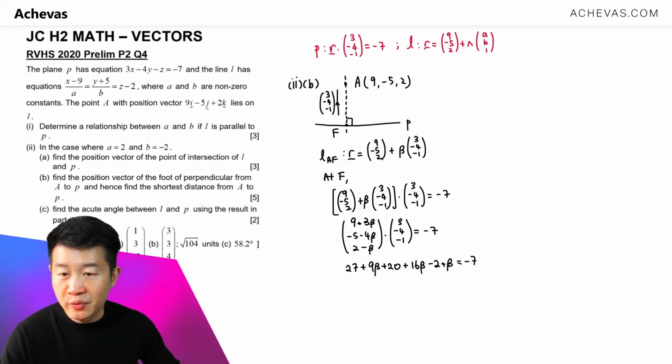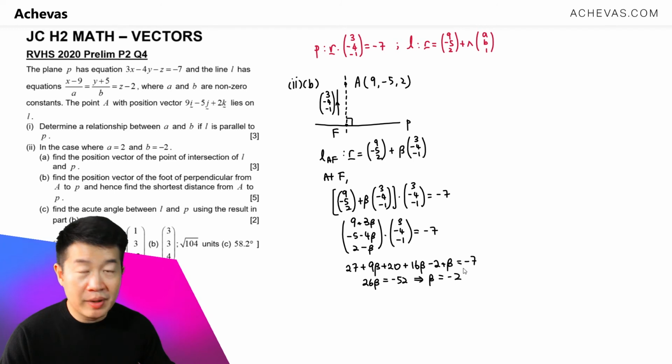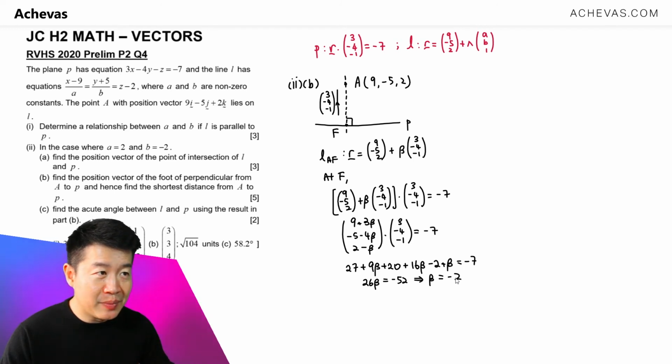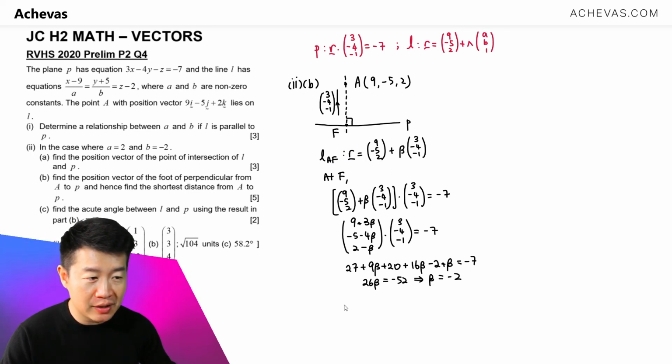This will help me to find the value for beta, because from here, we know that we are going to be getting a 26 beta. This is equal to -52. So beta here is equal to -2. So substituting this beta back into the equation of the line that passes through AF will give me the position vector of the foot of the perpendicular.